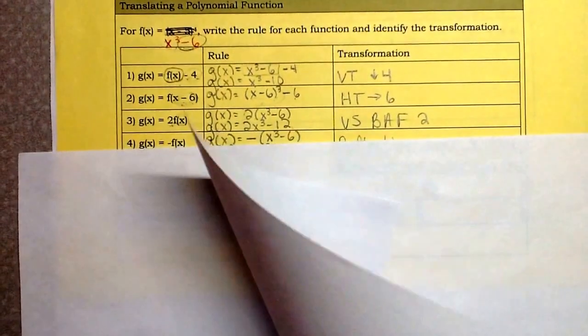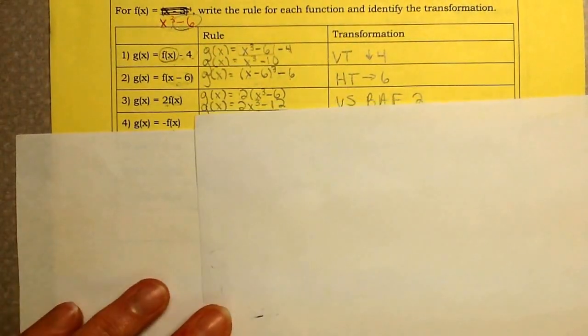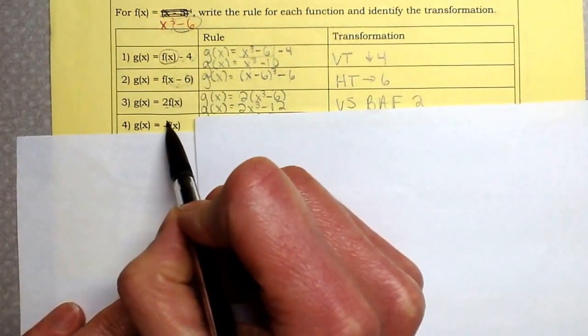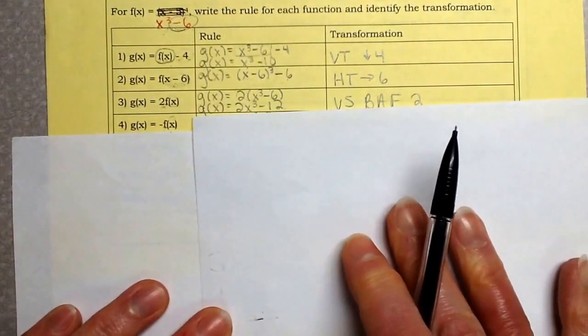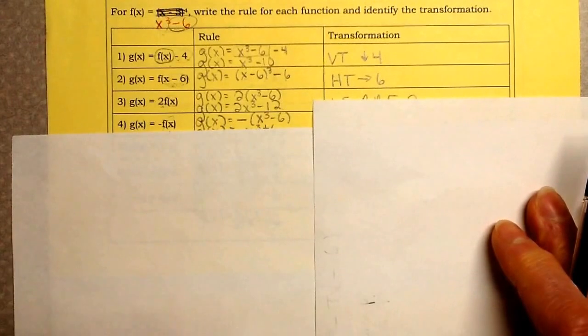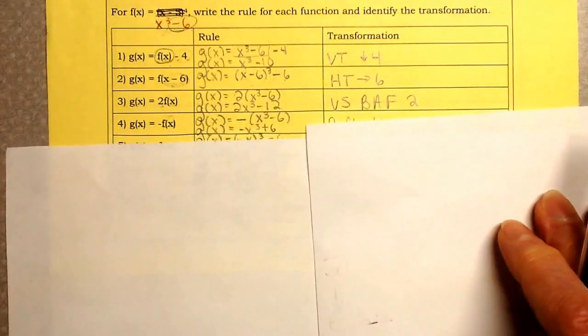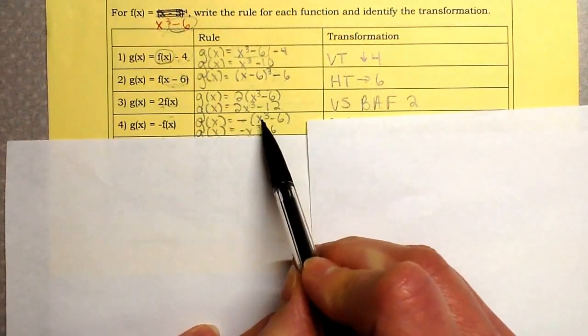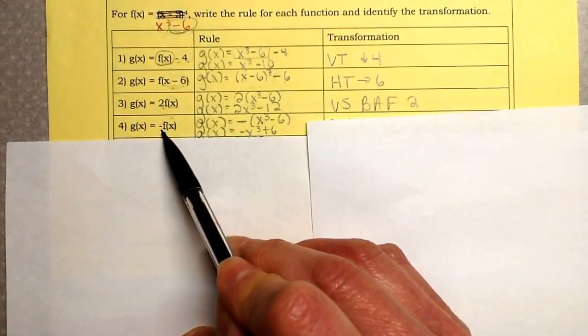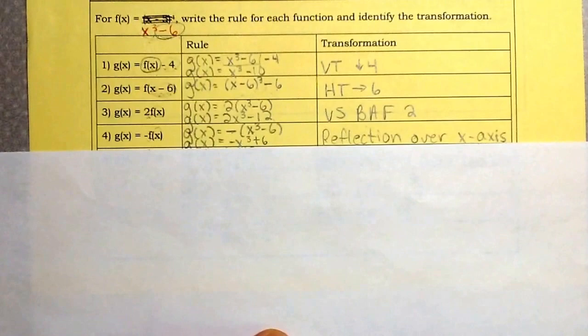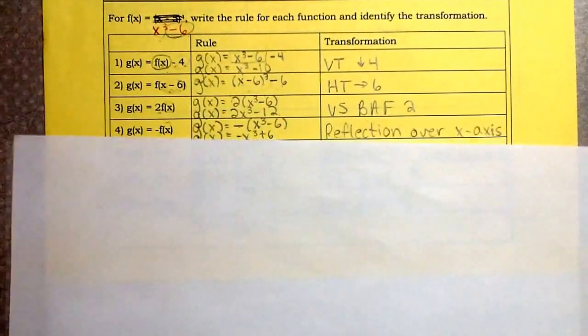Number 4. You are taking the opposite of the entire function. So again, this just means whatever function you were given. Here we were given x cubed minus 6, so we're just going to put a negative sign on the outside there. And this one we can also simplify. When we distribute that negative, we get a negative x cubed plus 6. Because we're taking the opposite of y, it's a reflection over the x-axis.